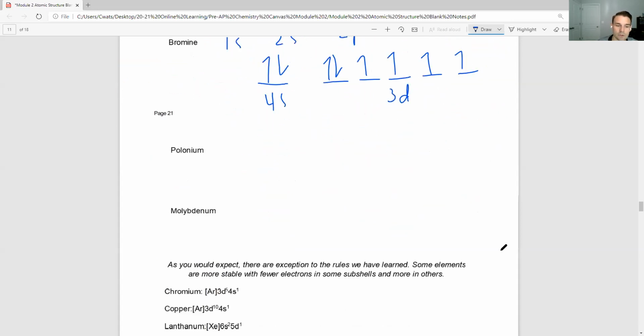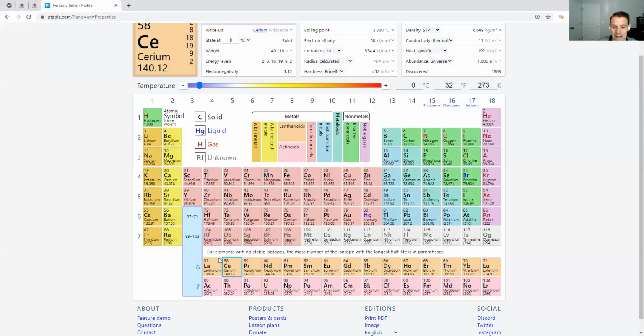So let's do polonium. I'm going to do the electron configuration for polonium up until we get into the f orbital. So notice that polonium, where is it? It's 84. Polonium's right here. Here is where the f orbital starts. So I'm going to do my electron configuration up until barium. Actually, I'm going to write out the whole thing for you.